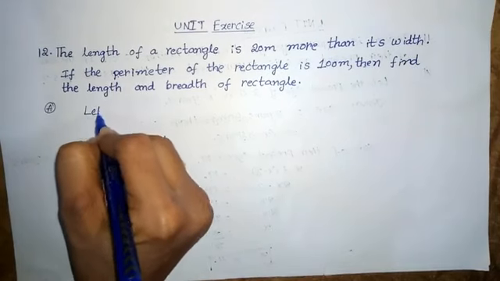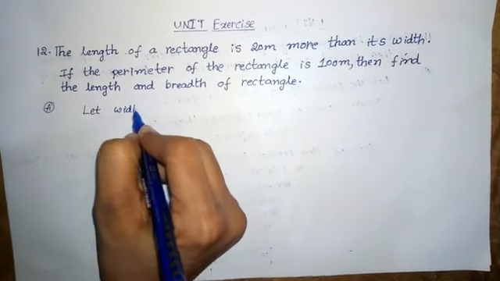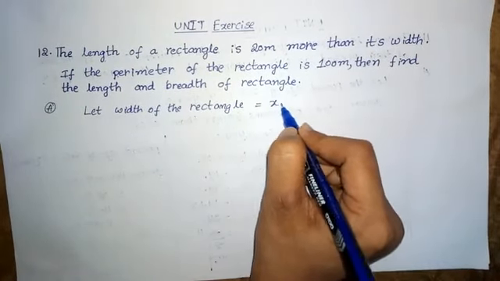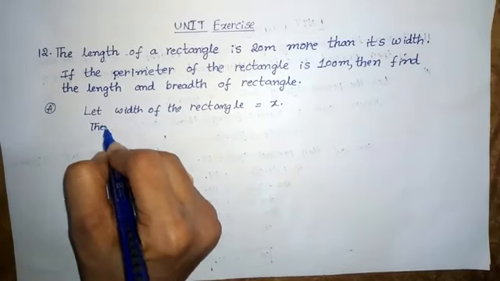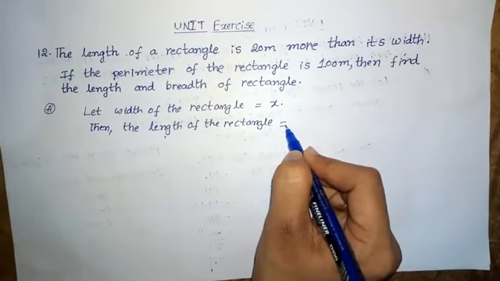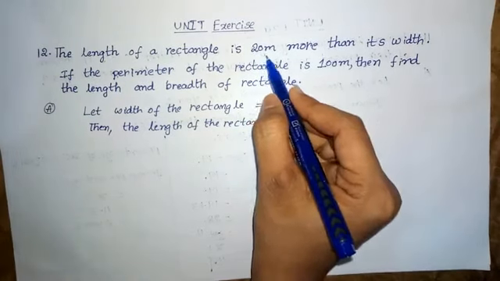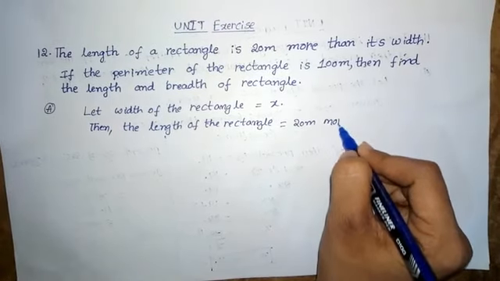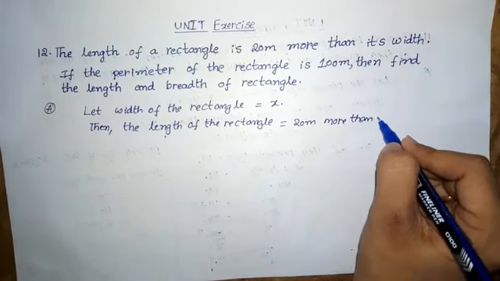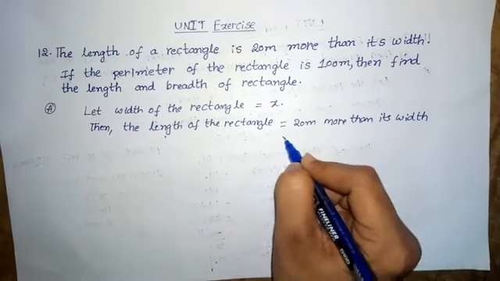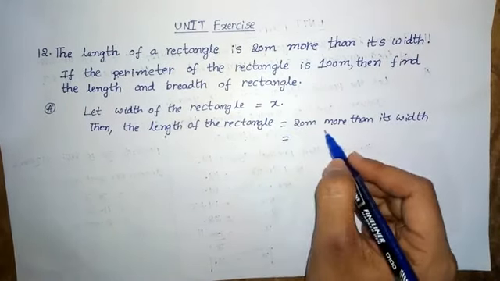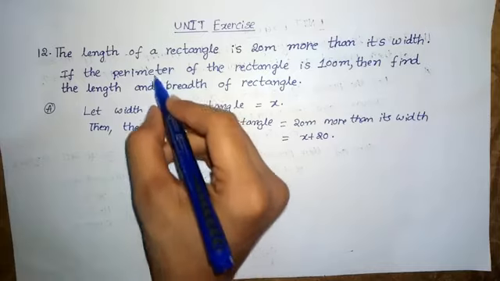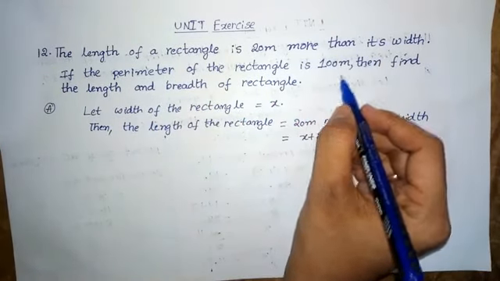So let the width of the rectangle be equal to x. Then the length of the rectangle is, as given in the problem, 20 meters more than its width. So the width of the rectangle is x, and 20 meters more means plus. So the length is x plus 20. In the problem, the perimeter of the rectangle is 100 meters.